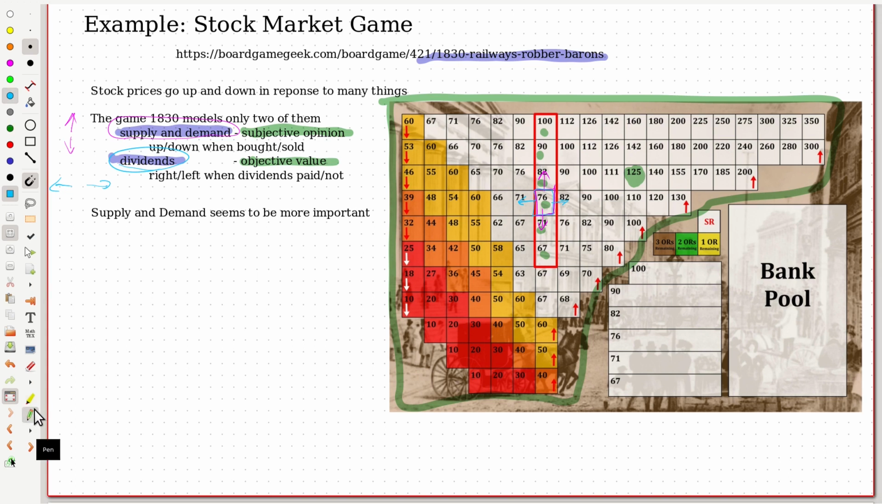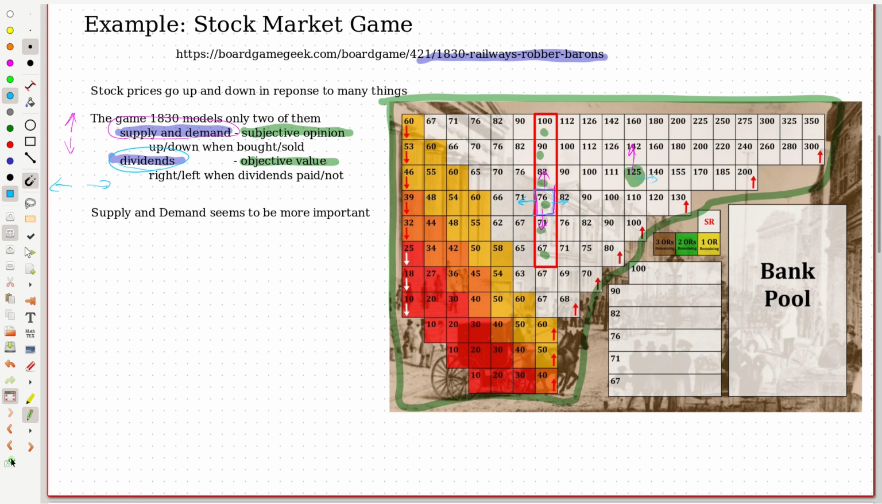If somebody buys the stock, then the price goes up to 142. Whereas if the company decides to pay dividends, the stock price goes up to 140. So in this case, the effect of supply and demand is stronger than the effect of paying dividends, right? And that's similarly in the other direction.